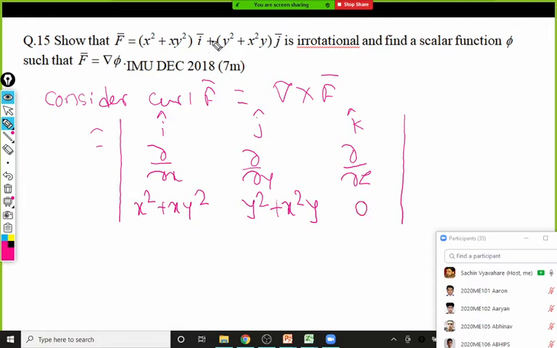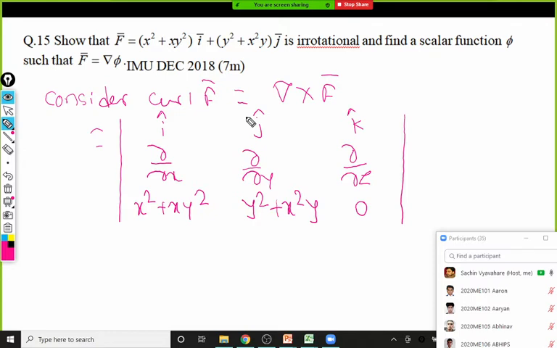Now in some cases, instead of i cap and j cap, i bar and j bar are used. Don't get confused by that. They are just unit vectors. There are three different ways ijk are written: sometimes simple ijk, then i bar, j bar, k bar, or i cap, j cap, and k cap. All these are the same thing. But the standard notation is i cap, j cap, and k cap for the unit vectors.